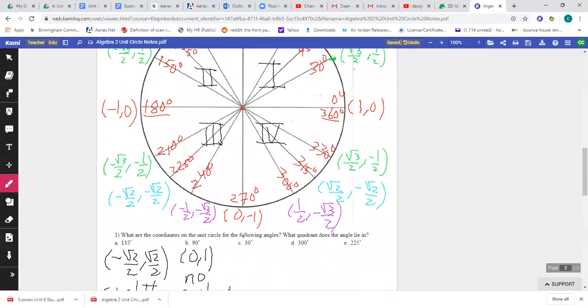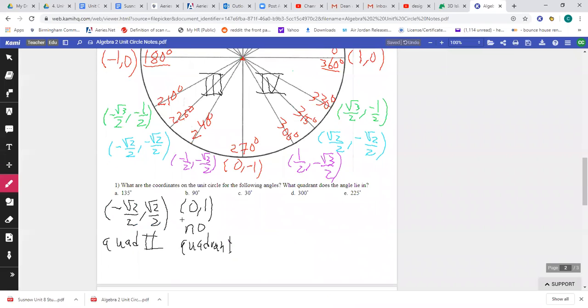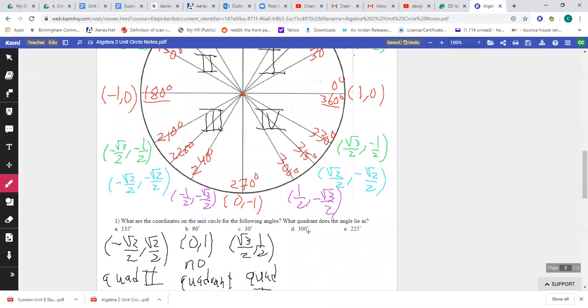Now 30 degrees. You just find 30 on your circle, and right here is your coordinate, root 3 over 2, 1/2. And 30 degrees is in quadrant 1. Okay, next question. 300 degrees. Actually, you do the last two on your own. Should be really simple.